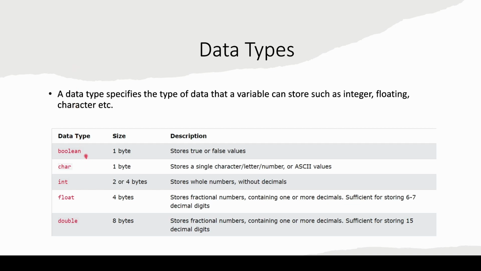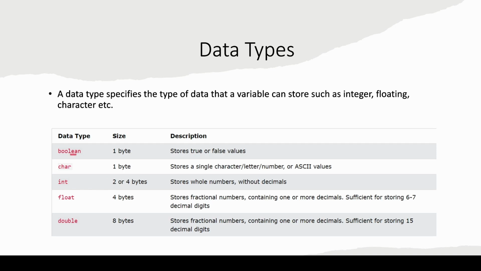As we see, there are various types of data, and the sizes also vary according to them. For example, boolean has a size of 1 byte, and character has a size of 1 byte. Int has a size of 2 or 4 bytes, it depends on the condition. Float has a size of 4 bytes, and double has a size of 8 bytes.